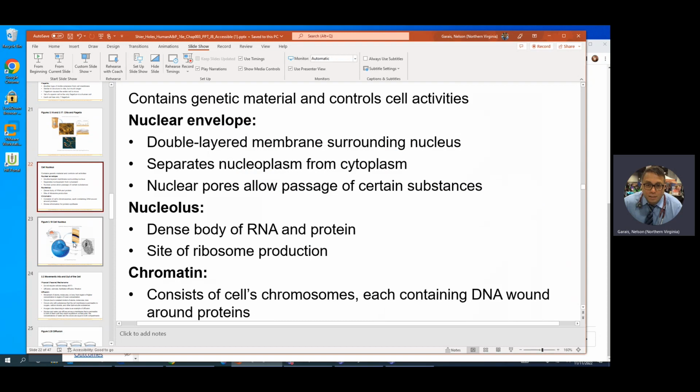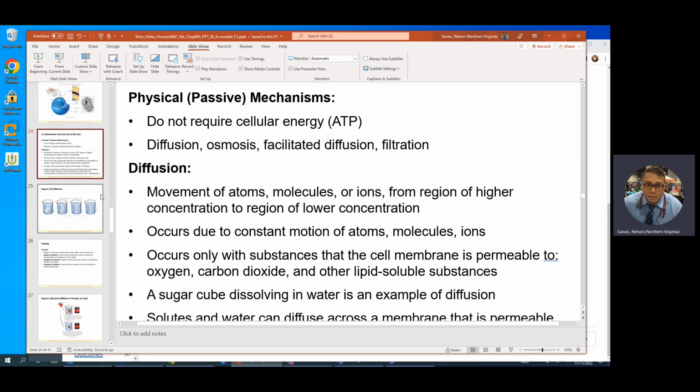Cilia, flagella, so it's all the same thing. So now the next part of this lecture is how do things move around? Things move around either through energy or they can move around passively. If something moves around passively, that means what?